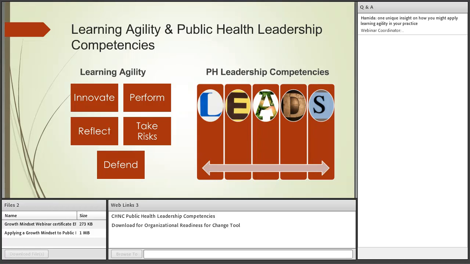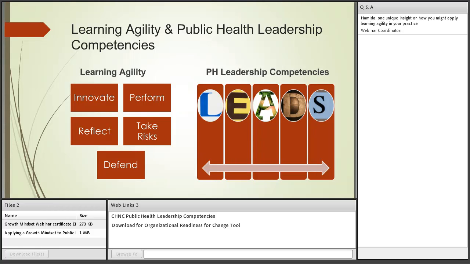So my last slide really, from putting this together, is looking at the leadership competencies. The Community Health Nurses of Canada Public Health Leadership Competencies are based on the LEADS framework, which I have shown here on the right. It's LEADS. And the LEADS framework forms, I would say, the foundational theoretical basis for the public health leadership competencies. And at York Region Public Health, we've used the LEADS framework for a leadership program that we implement here. And the connection I see between LEADS and learning agility is a nice connection.